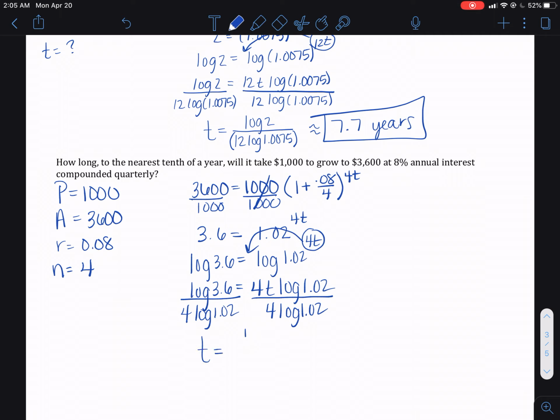So t equals log of 3.6 divided by 4 log 1.02. I have not done that calculation. I don't have my calculator near me, so extra credit if you email me the answer.